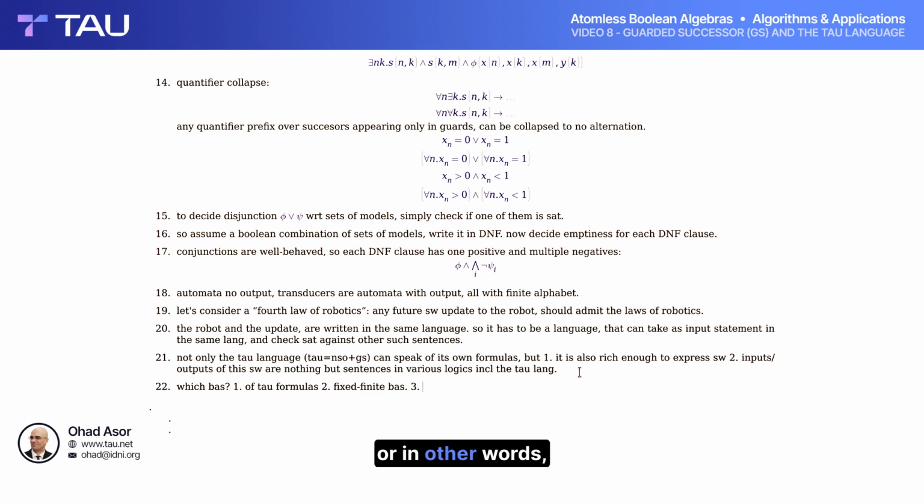Another Boolean algebra, or in other words, what we also call the base logic of choice, is the two-variable fragment with counting. And this is not the temporal two-variable fragment I mentioned before. This is the standard two-variable fragment with counting. The reason we chose this logic is because it covers many description logics and is therefore very useful for knowledge representation.